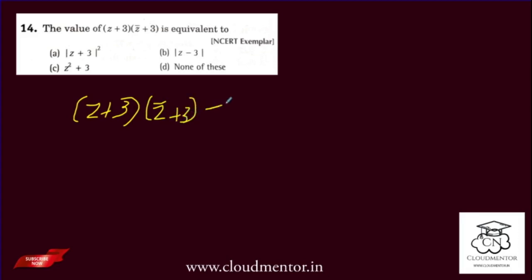Okay, so we are multiplying z with z bar, that is z z bar, and z multiplied by 3, that is 3z, and plus 3 multiplied by z bar, that is 3z bar, and 3 multiplied by 3, that is 3 square. So that's it.